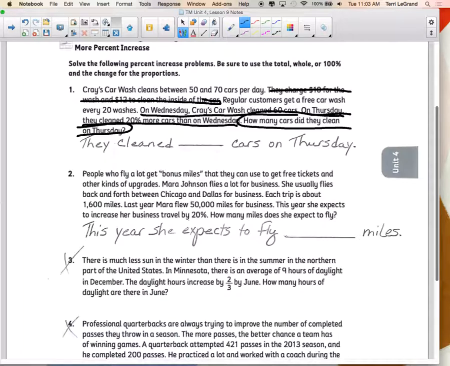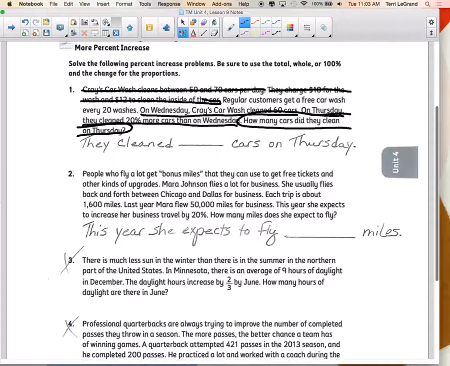Tyler? Craze Car Wash cleans between 50 and 70 cars per day. Yeah, in reality, that's not going to help us solve the problem. It's nice to know, because it kind of sounds like we should probably get an answer between 50 and 70, but other than that, it's not going to be used for our problem.